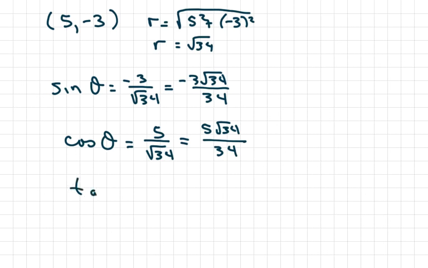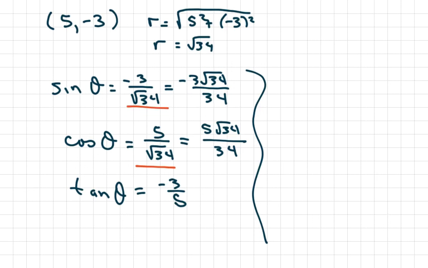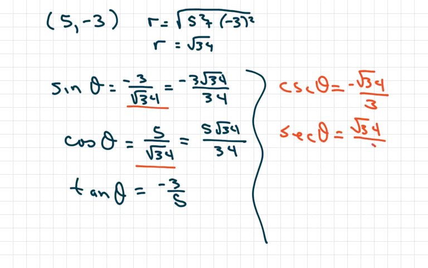Okay, tan of theta is just y over x, and then just reciprocate everything, and again reciprocate those two. So cosecant of theta is negative square root of 34 over 3. Secant of theta is square root of 34 over 5. And then I'm just going to reciprocate that for cotangent, which is negative 5 over 3.